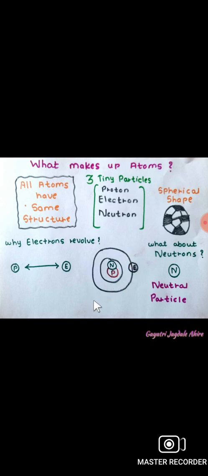Now, there is one important question. Why are electrons revolving around the nucleus? Well, remember that a proton is a positively charged particle and an electron is a negatively charged particle. There is an electrostatic force between them. As a result of this force, electrons constantly revolve around the nucleus.